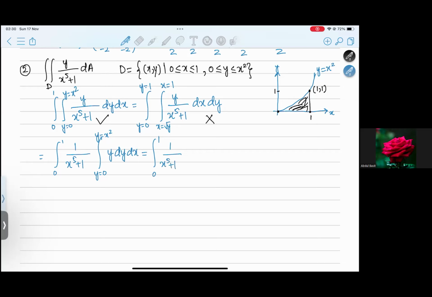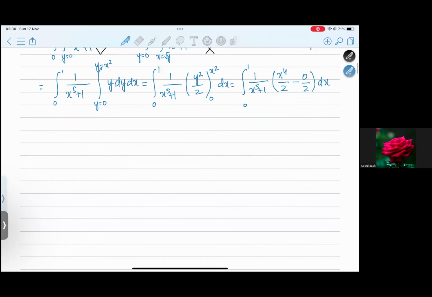Integral of y with respect to y is y square over 2, and the limits are x square and 0. So if I plug in y is equal to x square, I get x power 4 over 2. And if I plug in y is equal to 0, I get 0. Okay, I can ignore the 0 term, so the integral will become x power 4 divided by 2 into x power 5 plus 1 with respect to x.